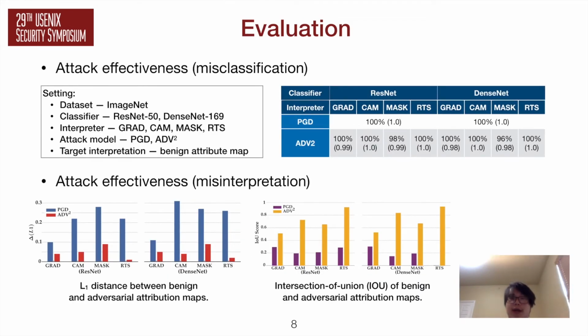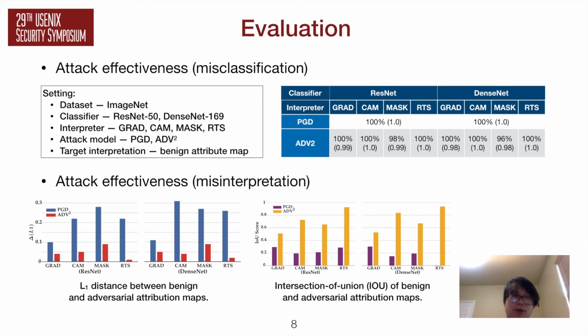We evaluate our ADV2 attack on the ImageNet dataset. Our target classifiers are ResNet 50 and DenseNet 169. We compare the ADV2 attack to the PGD attack. We set the target attribute map to the benign attribute map.